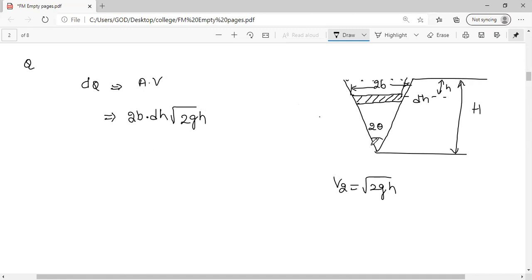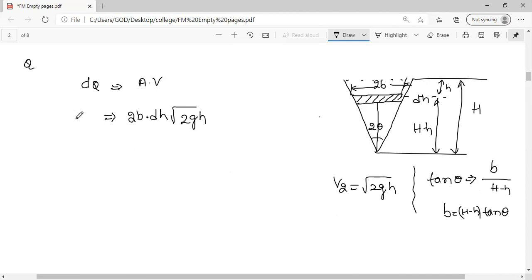Now let me draw a triangle. From that triangle, write tan theta. So what is tan theta? It is b by H minus h, because this is H minus h. So from that, b can be written as H minus h into tan theta. Now if you substitute in dQ, then we can integrate, and you will get the total discharge.